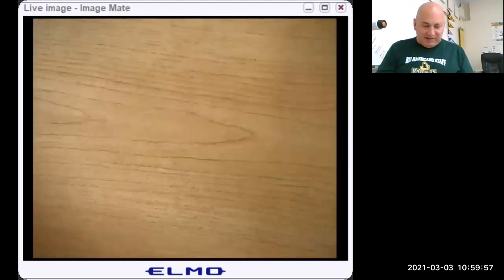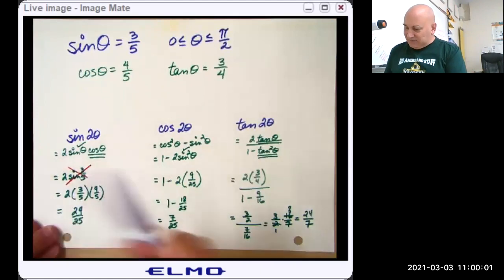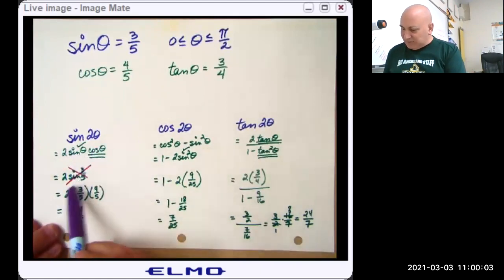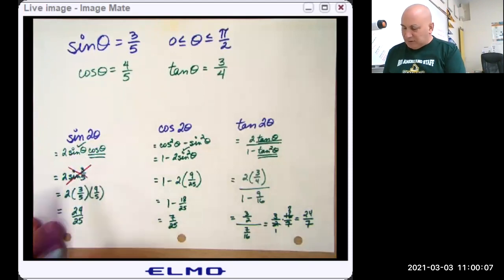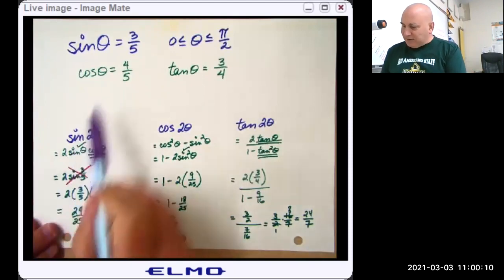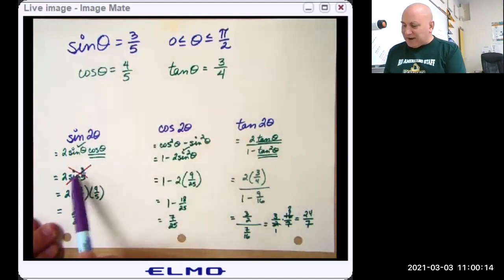One thing I want to point out is that a common mistake is to say 2 sine theta cosine theta. Somebody's going to write 2 times the sine of 3/5. And that is not correct. The sine of theta is 3/5. So it's not the sine of 3/5.